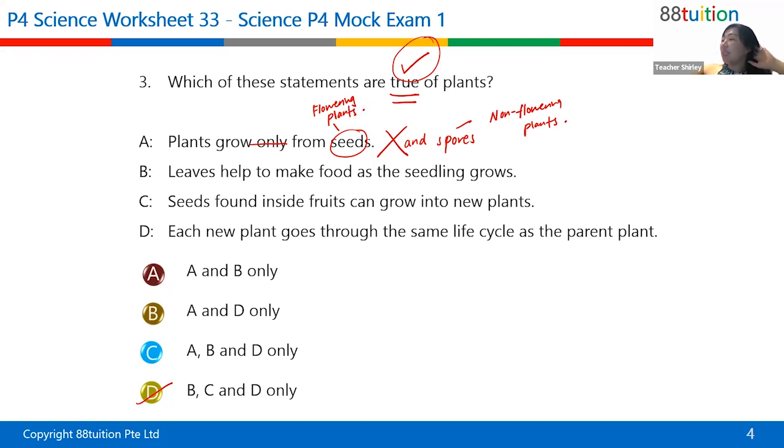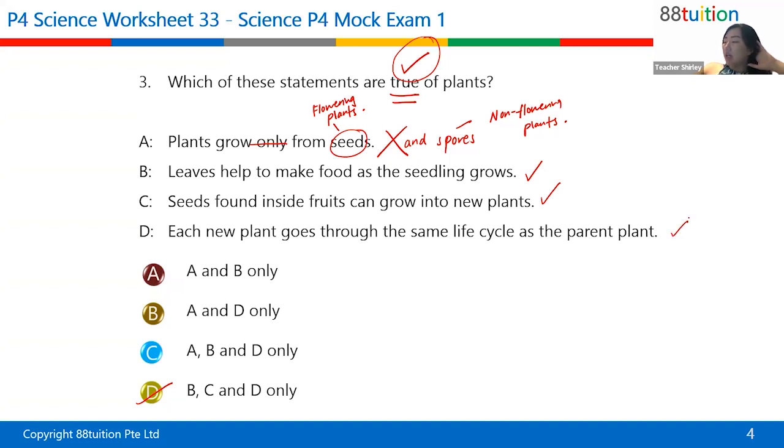Yeah? So B, leaves help to make food as the seedling grows. Is that correct? Yes? Okay. Seeds found inside the fruits can grow into new plants. Yes. Each new plant goes through the same life cycle as the parent plant.